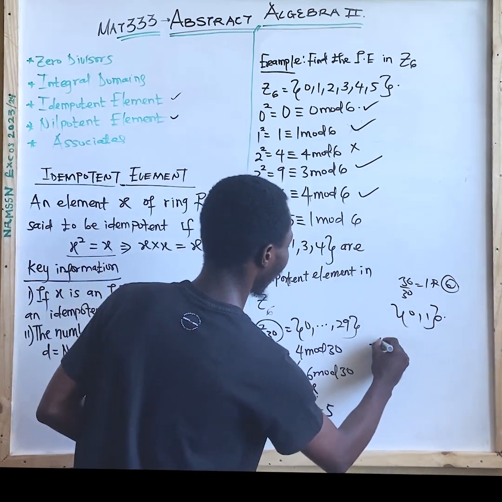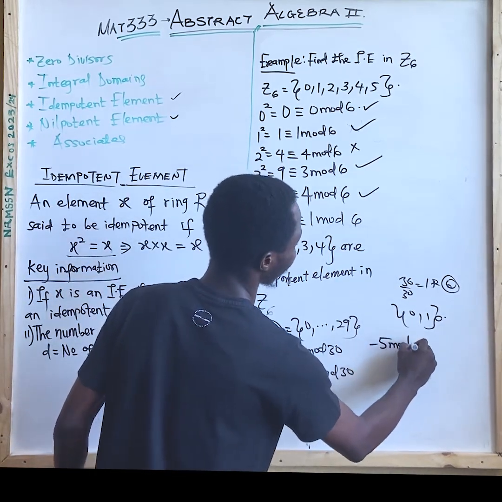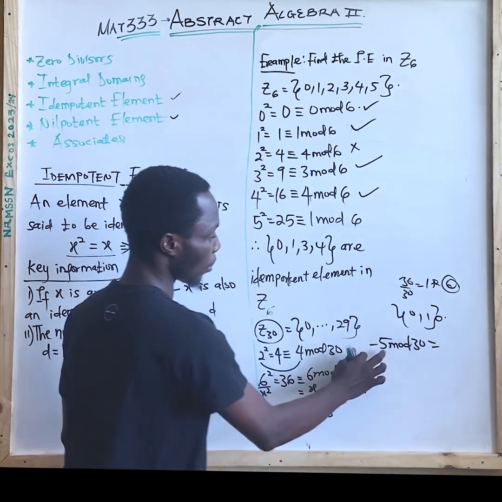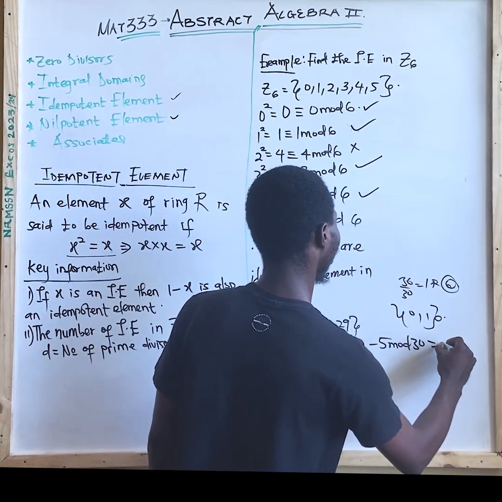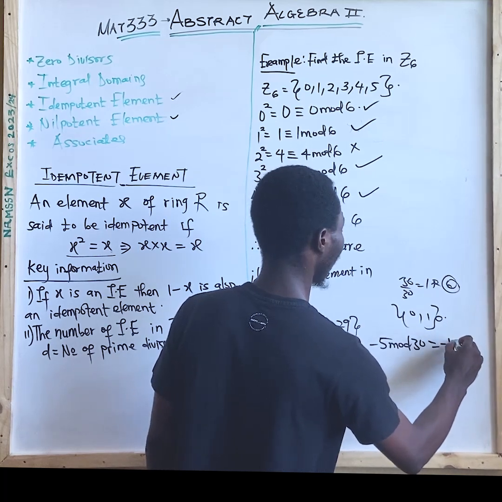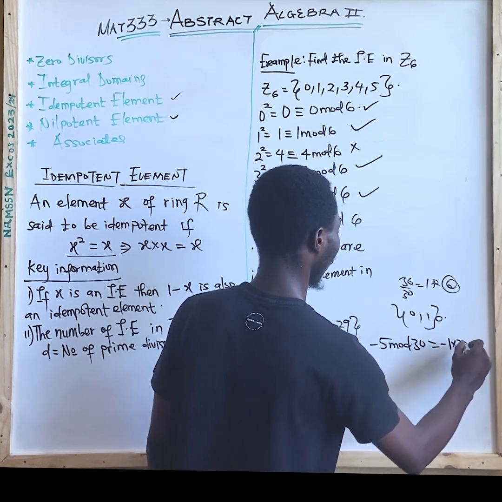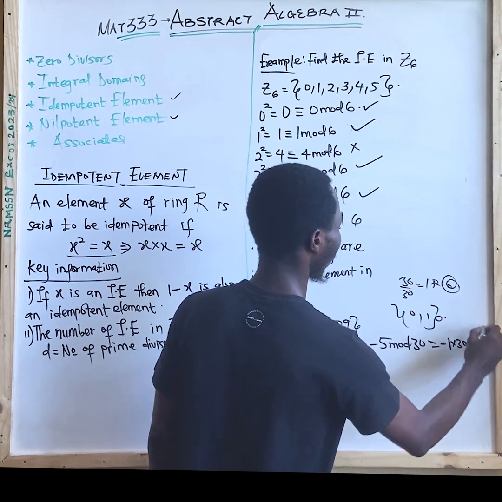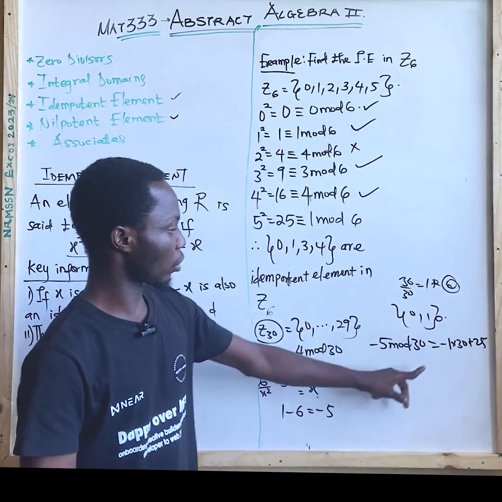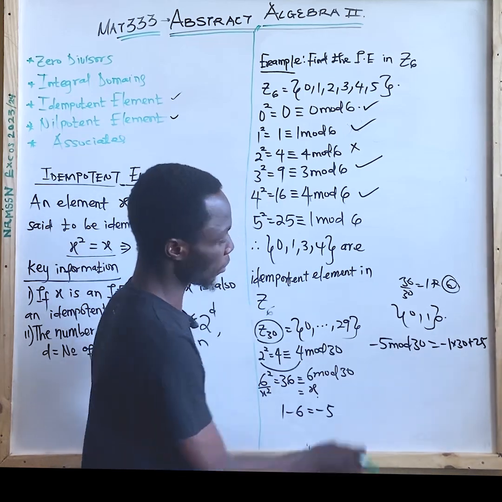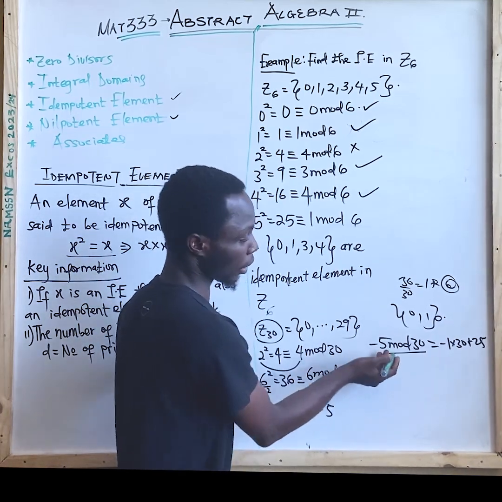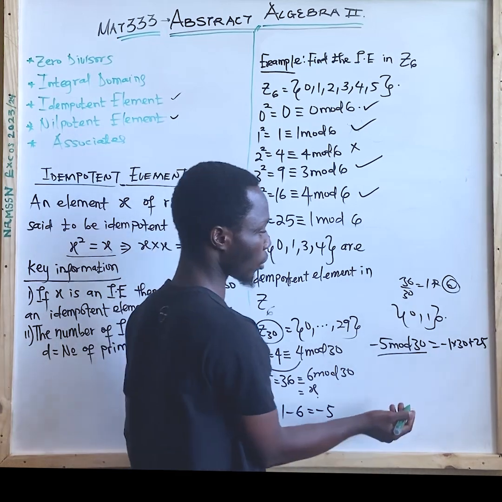So minus 5 mod 30. Minus 5 mod 30 is minus 1 times 30 plus 25. So minus 1 times 30 is minus 30. Minus 30 plus 25 will give me minus 5. So this is how we do negative numbers under modular arithmetic.